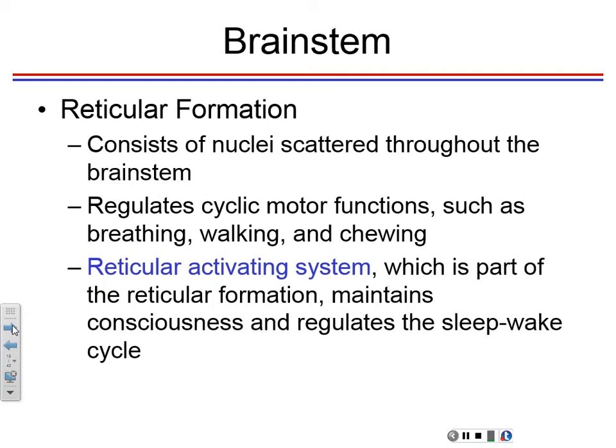So in the brain stem, scattered throughout from the midbrain, the pons, the medulla, are certain nuclei. It's like a system of neurons that are called the reticular formation. All right, and it kind of controls sort of cyclic movements like walking, things like that, chewing, anything that is kind of cyclical.